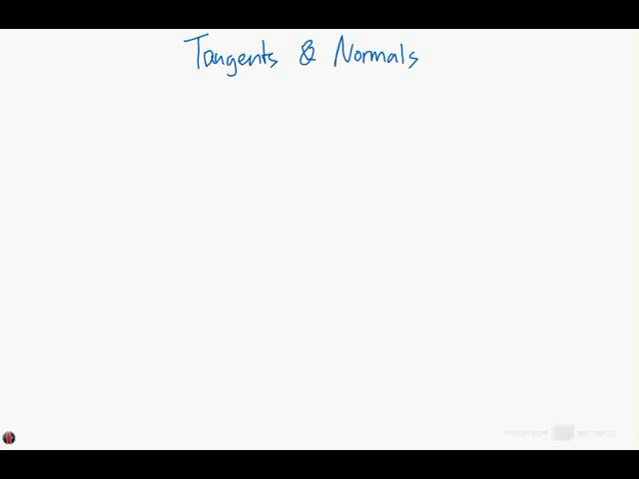Hi, my name's Abe, and today we're going to talk about how to find tangents and normals of functions at some point. So first off, what is a tangent?